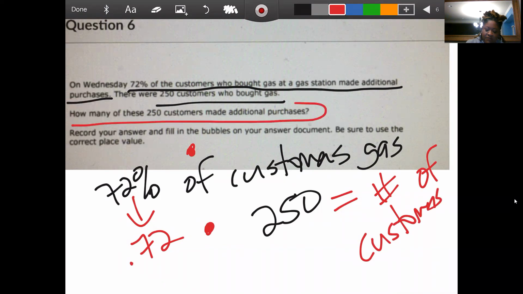It's right here. Made additional purchases. So you know the total people that got gas was 250. Out of that number, not 50% of them. If it was 50% of them, it would be 125 because that's what half of 250 is. But it's 72% of them. So the answer is going to be bigger than 125, okay?